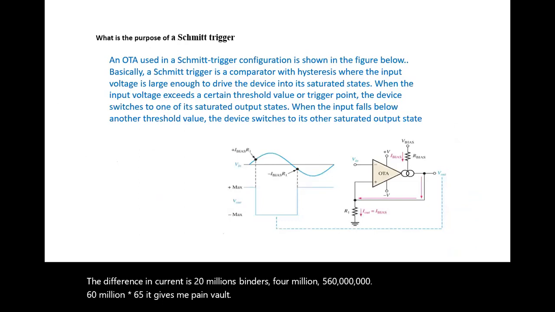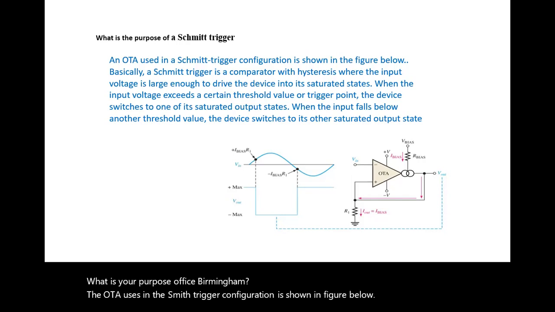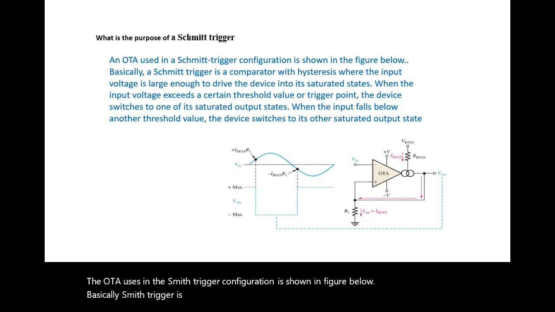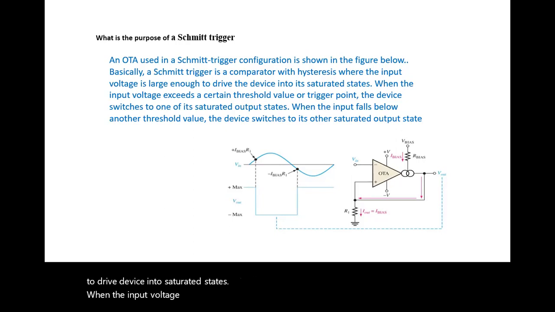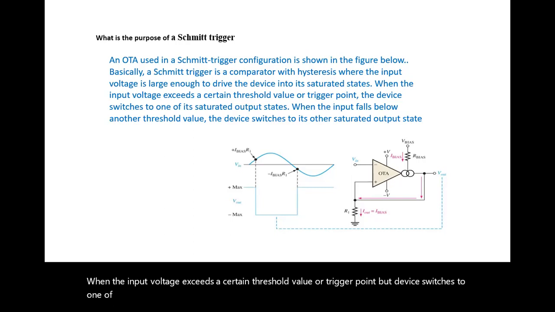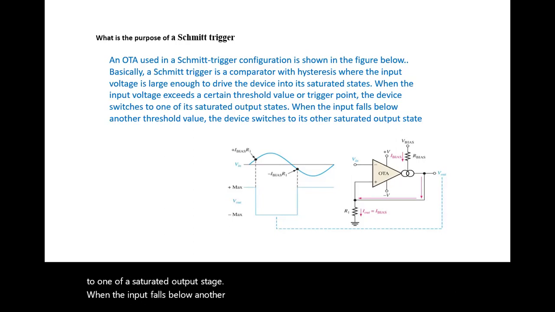What is the purpose of a Schmitt trigger? The OTA used in the Schmitt trigger configuration is shown in the figure below. Basically, a Schmitt trigger is a comparator with hysteresis, where the input voltage is large enough to drive the device into a saturated state. When the input voltage exceeds a certain threshold value or trigger point, the device switches to one of its saturated output states. When the input falls below another threshold value, the device will switch to its other saturated output state.